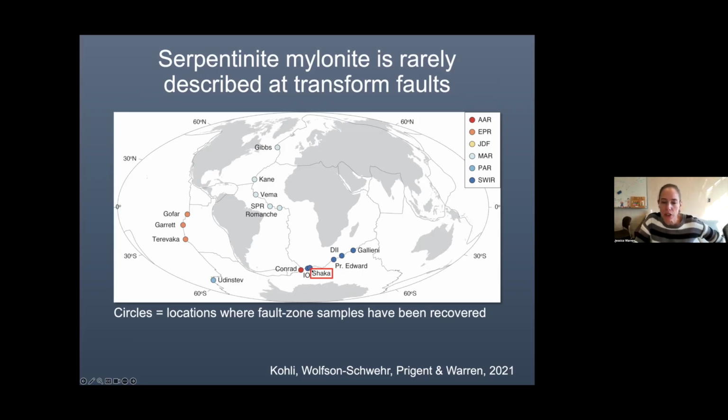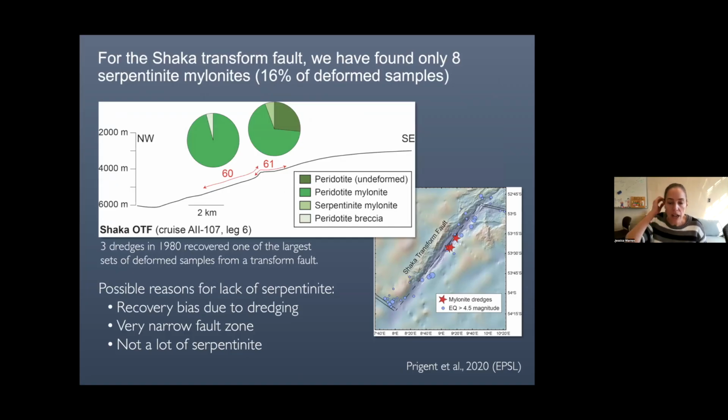So this is the Shaka transform fault. This is now in the South Atlantic on the Southwest Indian Ridge. This was work that we were doing looking at existing samples. Shaka is one of the locations I like a lot because the dredging there happened to recover a lot of samples. A couple of these places that are labeled as having fault zone samples have very few samples available to study. Shaka is really nice because there were about 7 dredges done, of which 3 recovered a lot of fault zone samples, and a lot of mylonites were recovered from there.